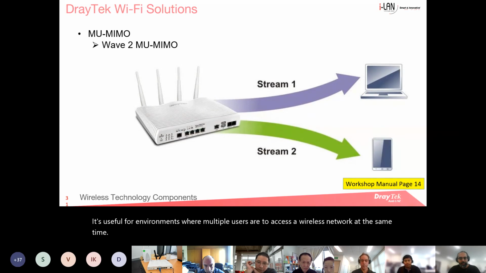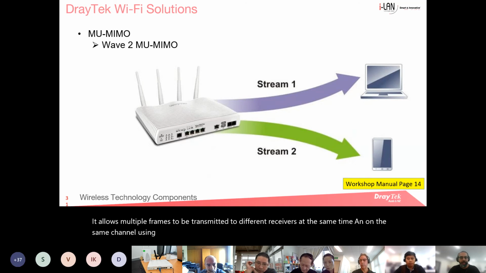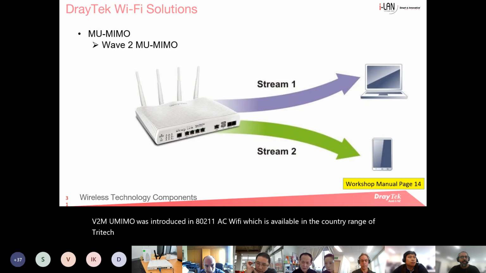It allows multiple frames to be transmitted to different receivers at the same time and on the same channel using multiple streams to provide greater efficiency. Wave 2 MU-MIMO was introduced in 802.11 AC Wi-Fi, which is available in the current range of Draytek AC wireless routers and APs.